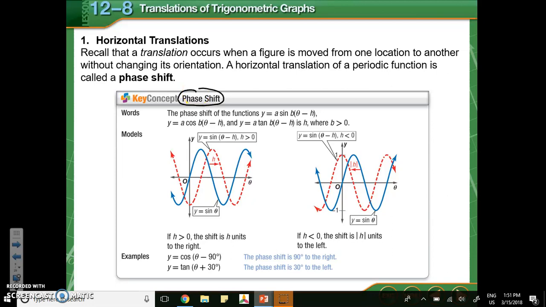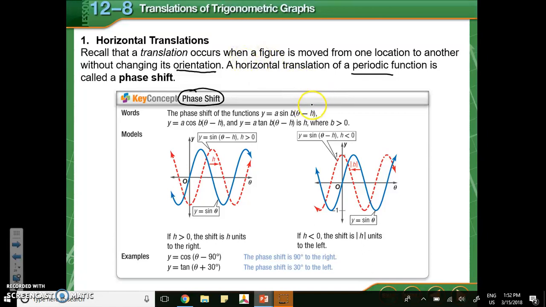Again, a horizontal translation of a trigonometric function is called a phase shift. Remember that translation is when I move a figure or a graph from one place to another without changing its orientation. So I'm not reflecting it or anything like that, I'm just moving it. And we call a horizontal translation of a trig function or any periodic function a phase shift.